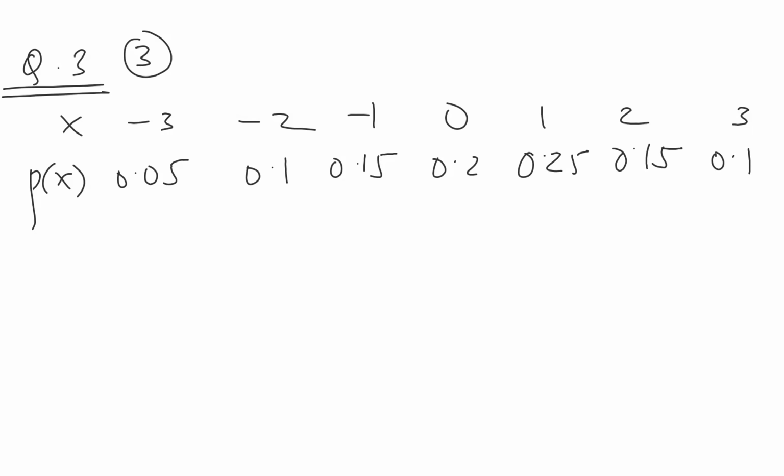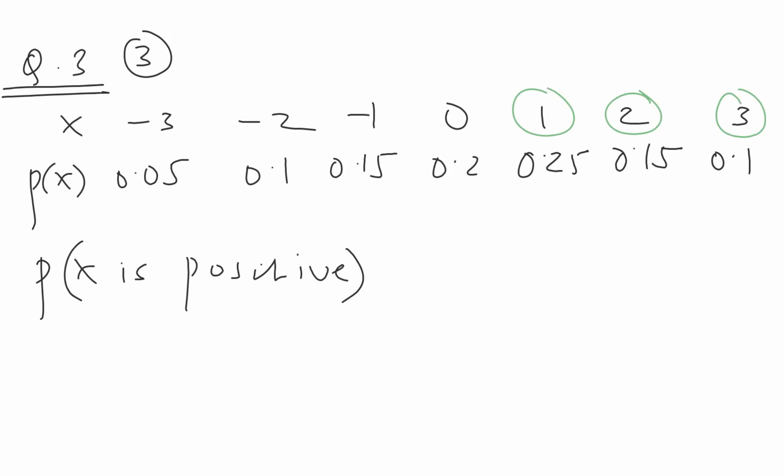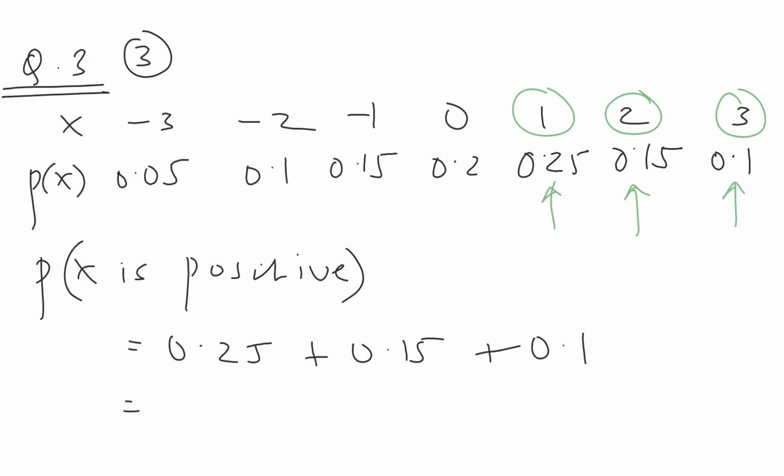Now they are asking find the probability that X is positive. X is positive. So what are the positive numbers over here? 1, 2, and 3. So add their respective probabilities. So this will be 0.25, 0.15, 0.1. We should add their respective probabilities, and we'll get the answer. And guys, 0 is not a positive number. Neither positive nor negative.